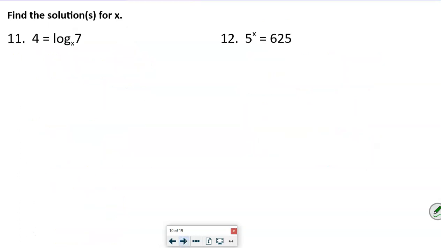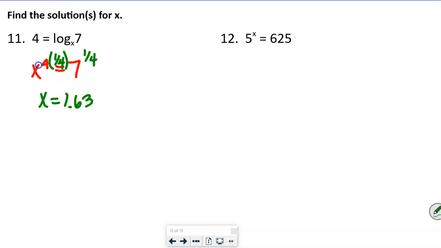All right, so this one says find the solution. So we're going to take x to the 4th power and set that equal to 7. We're going to put it in exponential form. Base equals base, right? So then how do we get rid of the 4th? We take it to the 1/4 power, which means that's what we're going to do over here. So x is going to be equal to 7 to the 1/4 power, which is 1.63.